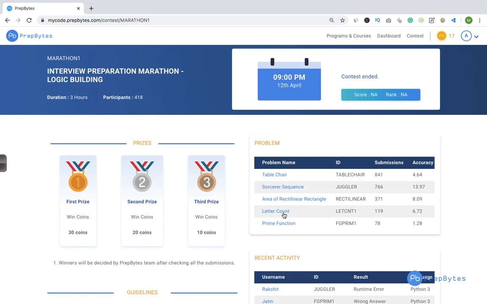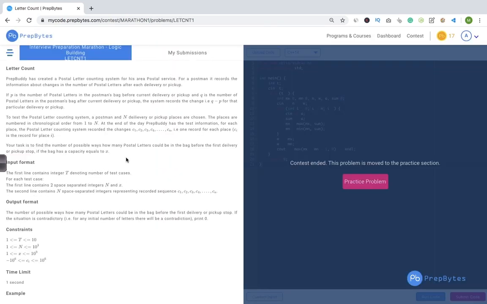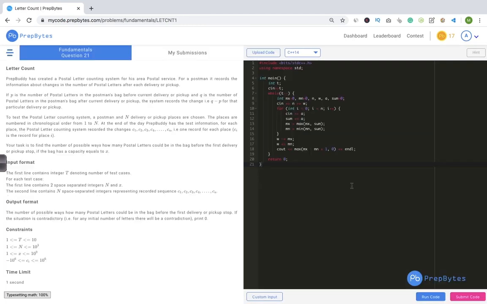So let's go ahead and see how the questions were, and we are going to solve one of the questions. In this, we are going to solve Letter Count. So let's see that. The question has moved to practice problem. I'll go to practice problem.